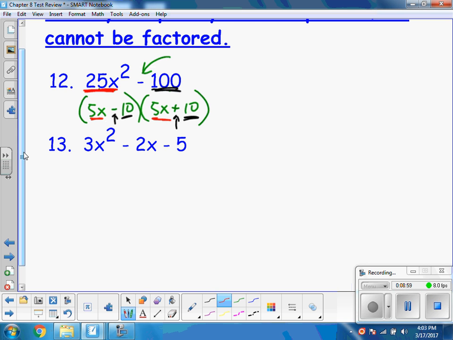For number 13, I'm going to take a look, looking for a GCF. I don't see one. I'm going to do some guess and check. Why don't you press pause and you try it?